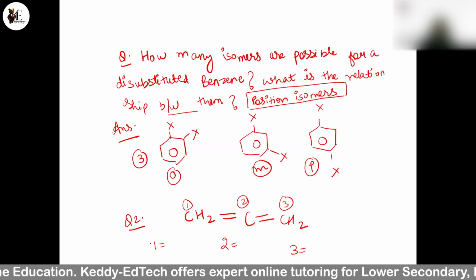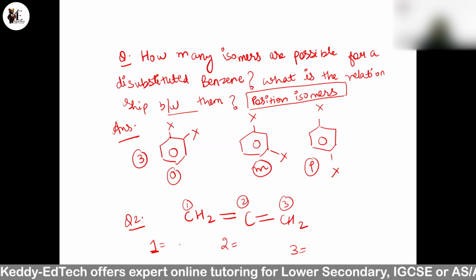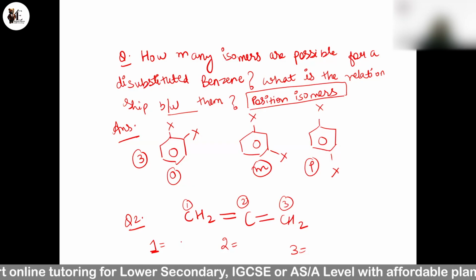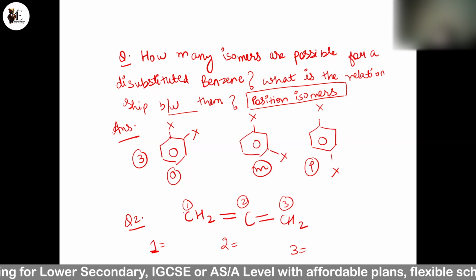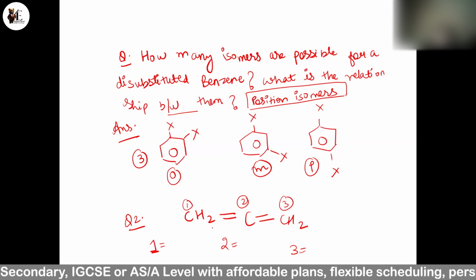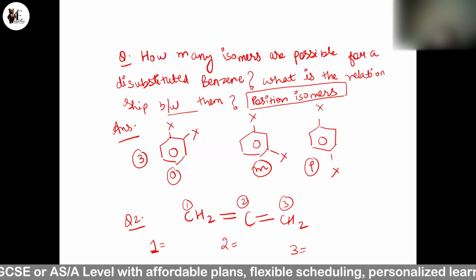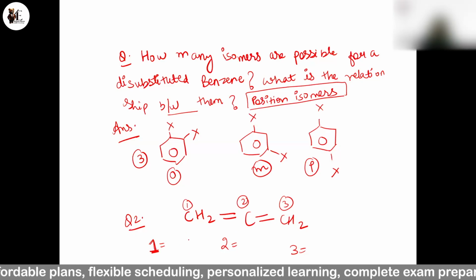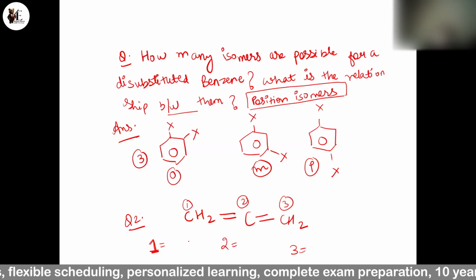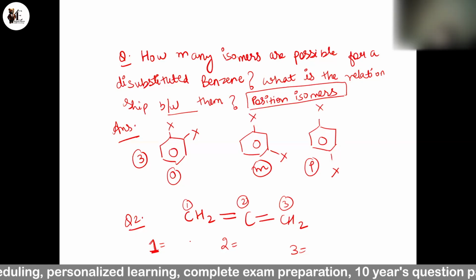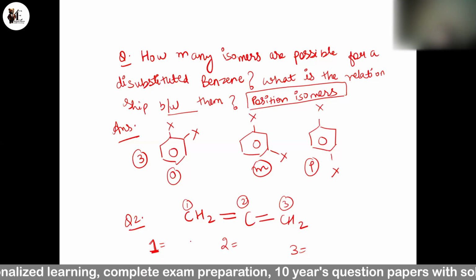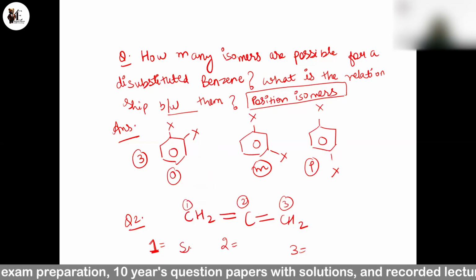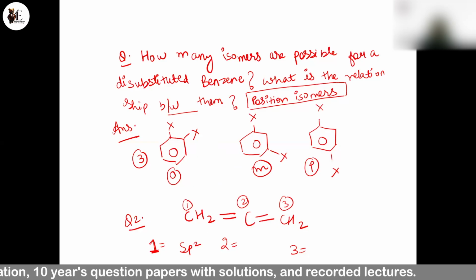Okay, what is the hybridization of the first carbon atom in question number 2? I said that the second carbon has sp hybridization. I'm asking about the number 1 carbon. The first one has sp2, and the third one has sp2. Yes, the first one has sp2 because there are 3 sigma bonds.